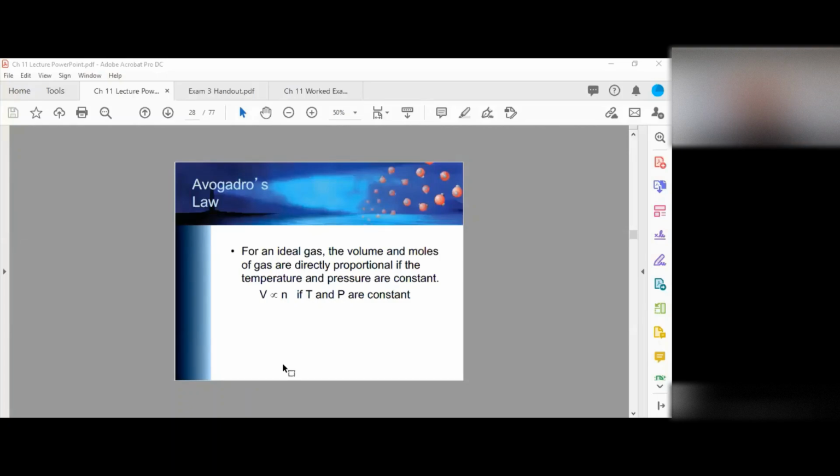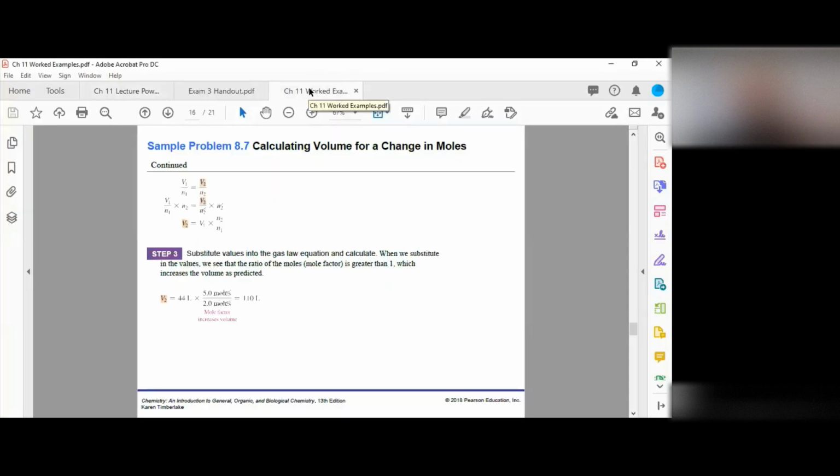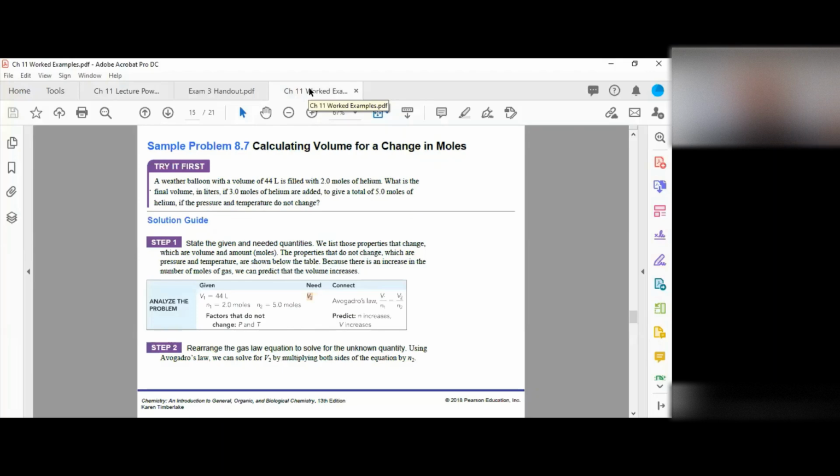So this direct relationship, once again, indicates that increasing one will increase the second, decreasing one will decrease the second, but the temperature and pressure have to be constant. One of the examples in the worked example file, which is example 8.7, relates to Avogadro's law. So Avogadro's law, once again, is V1 over N1 equals V2 over N2.